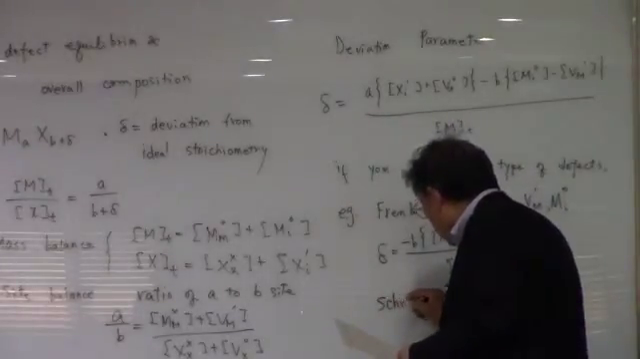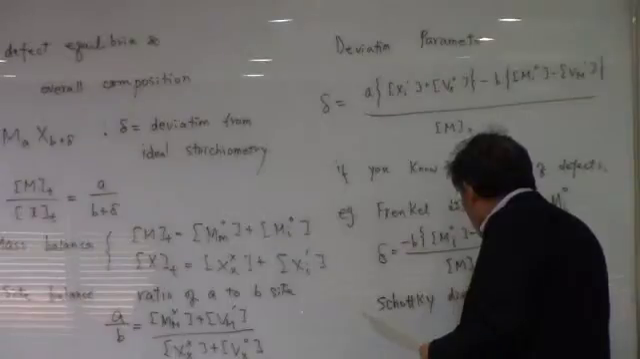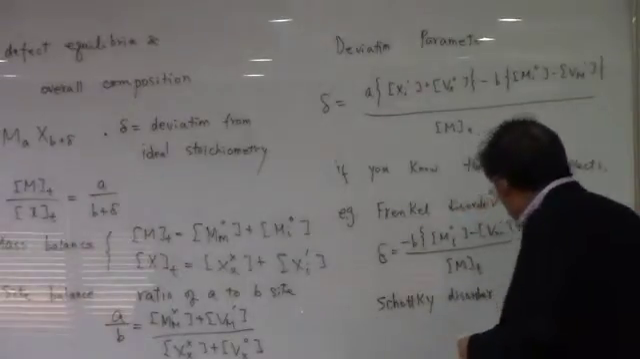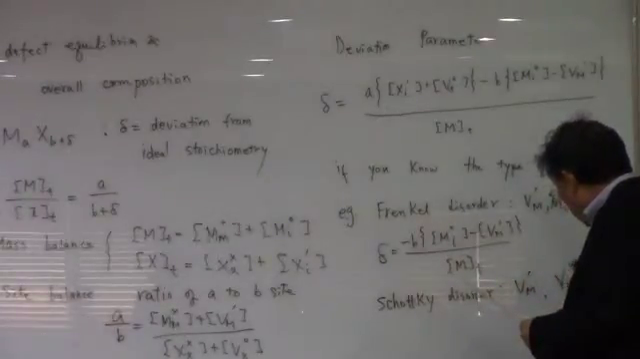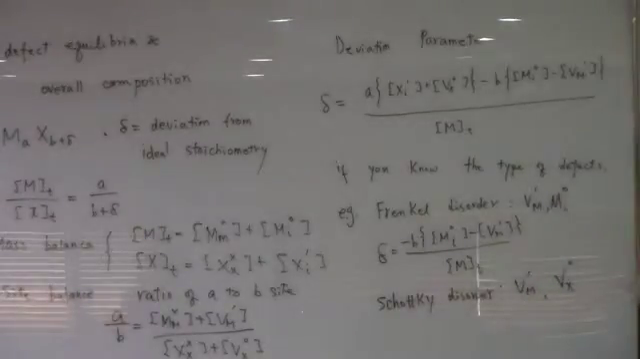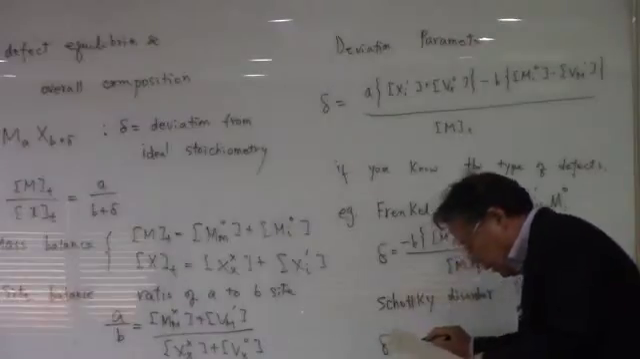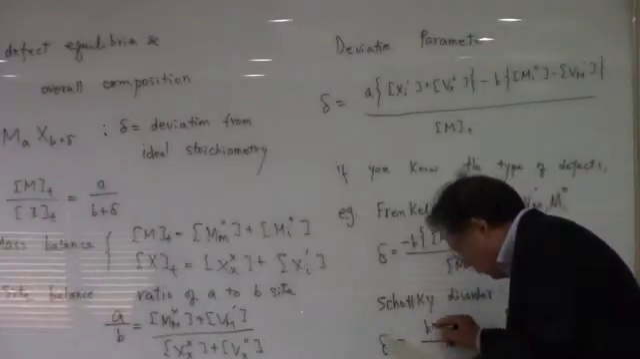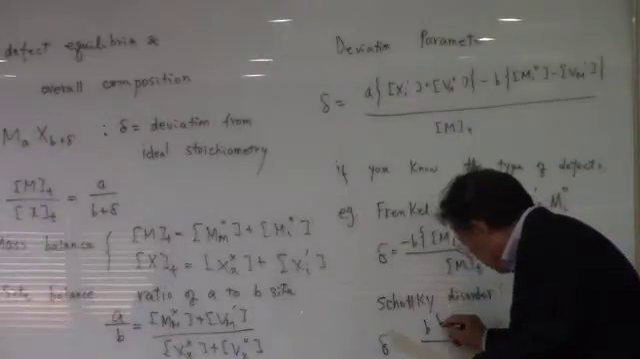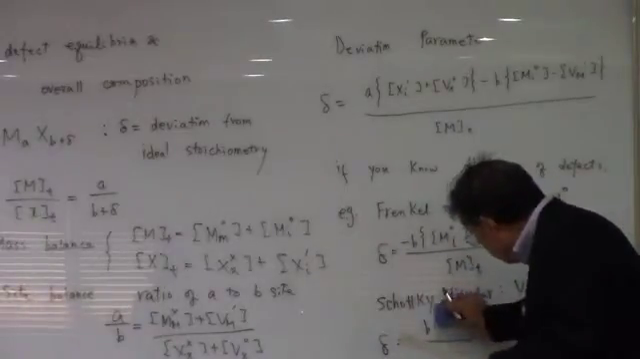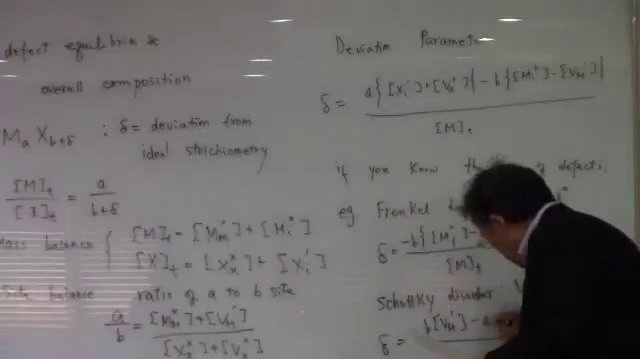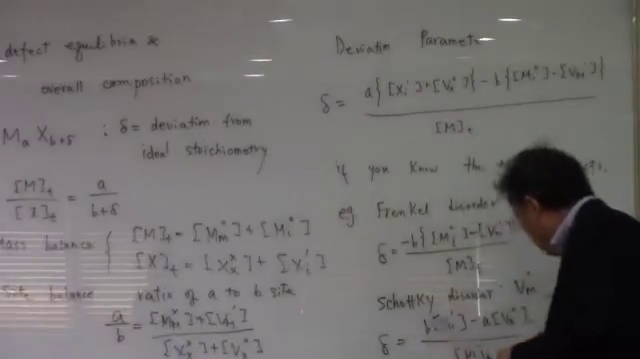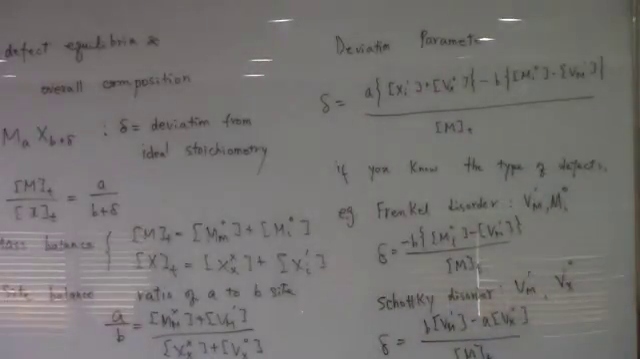And if we have a Schottky disorder, then the major defects are related to the vacancies of anion and cation, so that now the deviation of the stoichiometry is going to be V_M prime and V_X naught, things like that, okay?